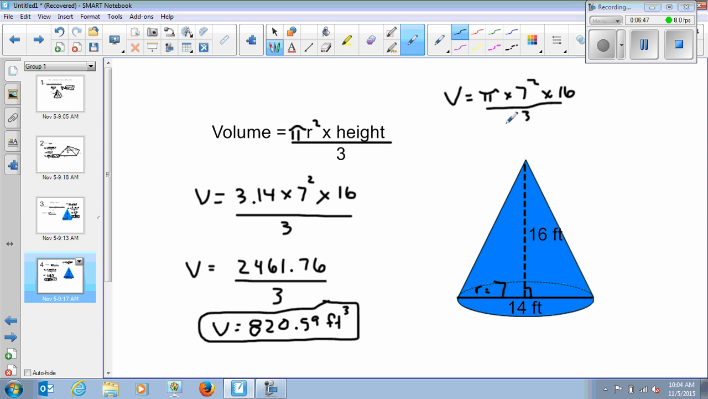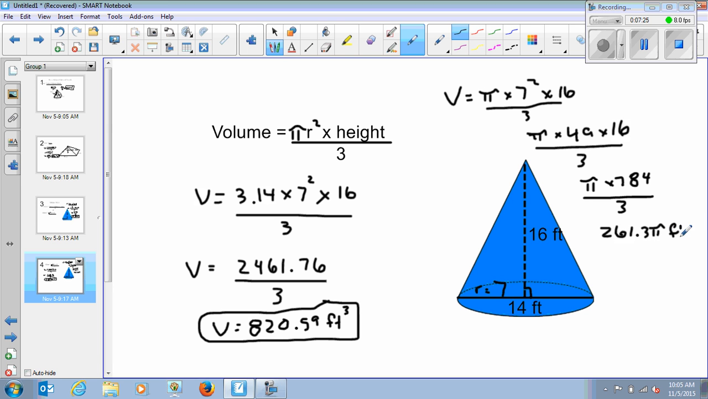So I'm going to do 7 times 7, which is 49, times that by 16, and remember I'm not multiplying it by pi, so I'm going to leave it pi. So I get pi times 784, and then I'm going to divide that by 3. So 784 divided by 3 is 261.3, and then I'm just going to say pi feet cubed. So that is another acceptable answer.